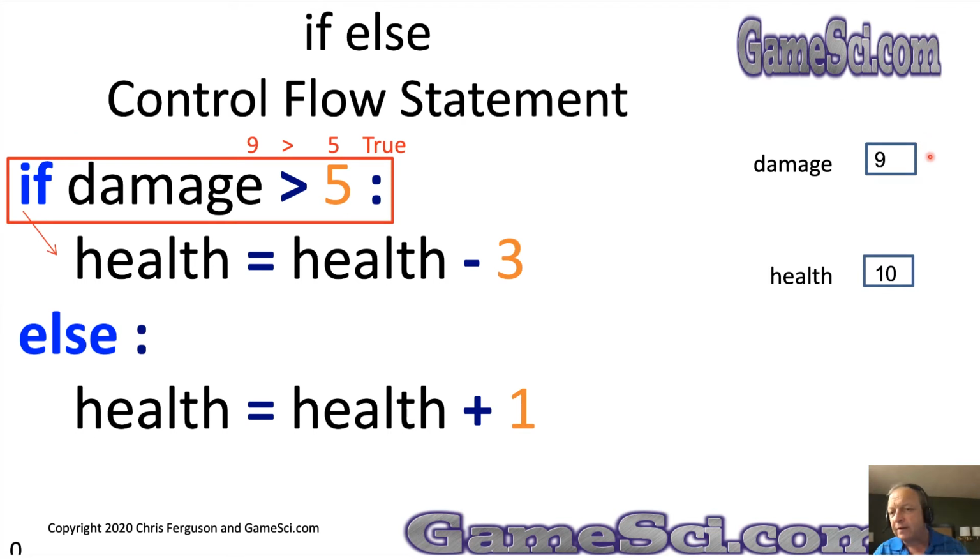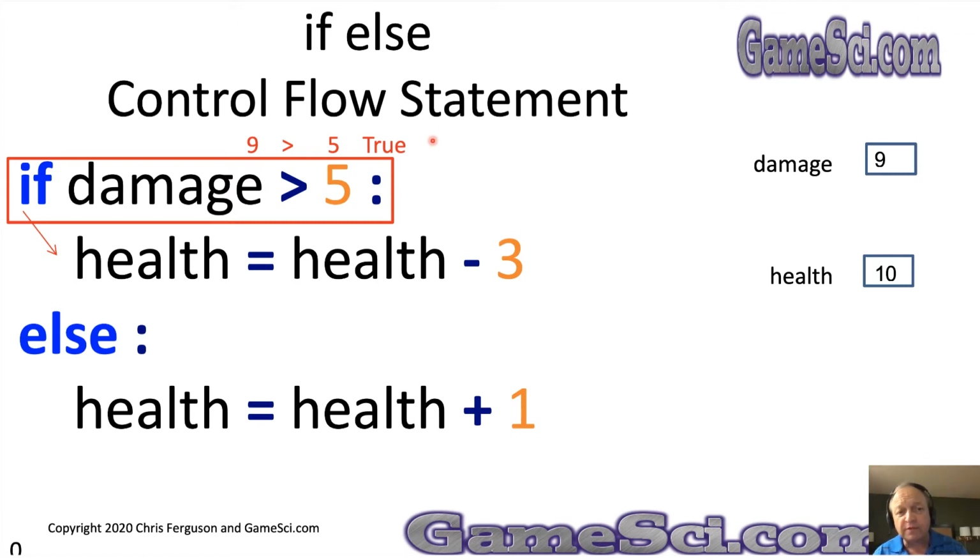Set up a couple of variables. We'll have damage equal to 9. And we'll start health equal to 10. These are our variables that our code will interact with. With a 9 in the damage variable, this evaluates to if damage is greater than 5. That's a true statement.